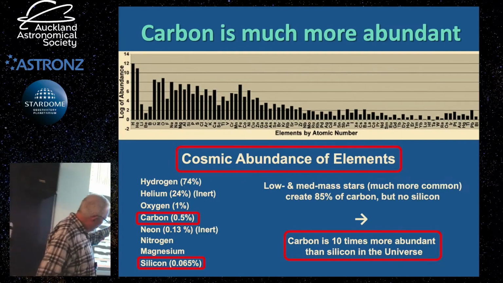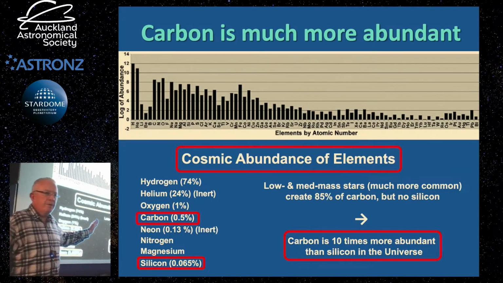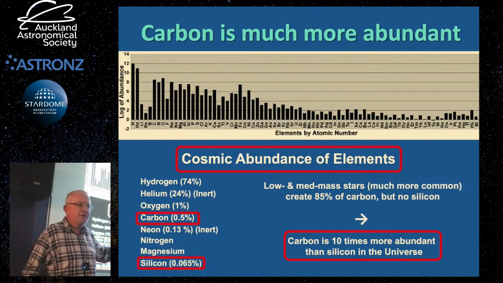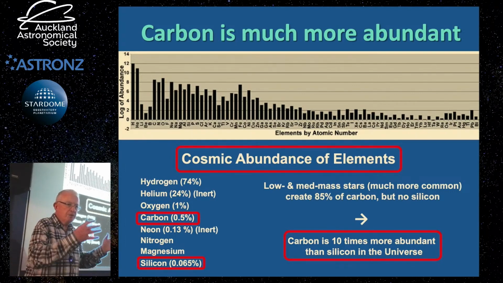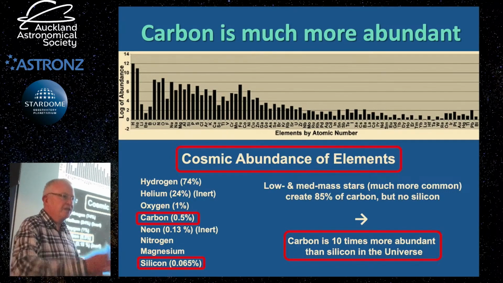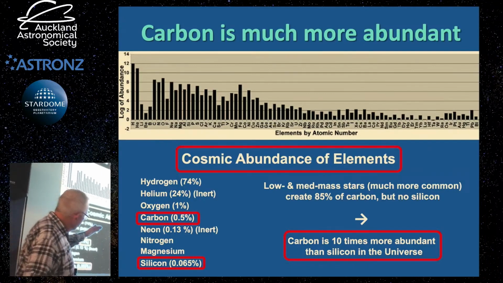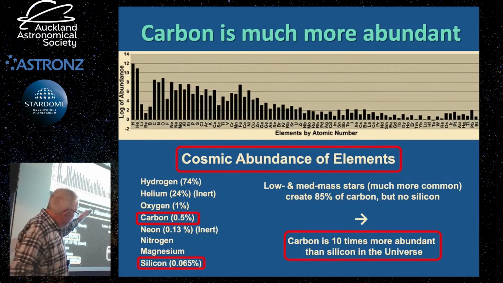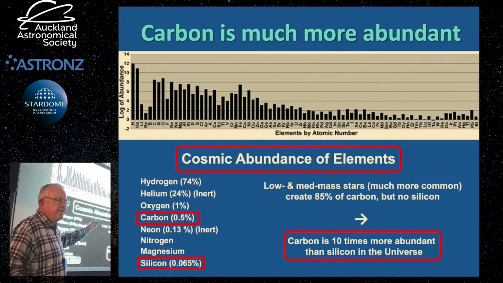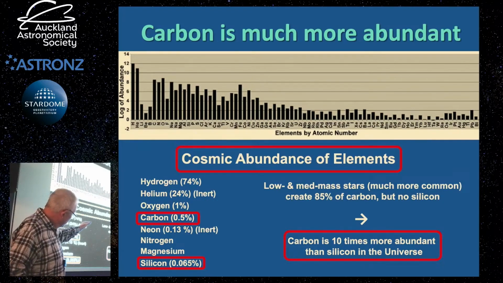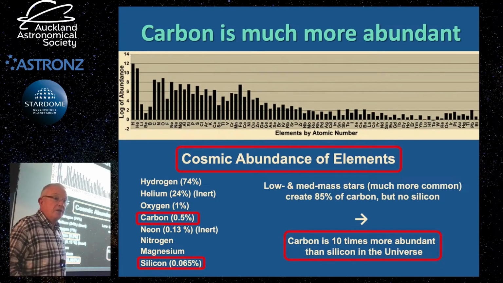The prime reason for that is carbon primarily comes from low to medium mass stars. They get up to a point where they produce carbon and oxygen. That's as far as they go. They don't produce silicon at all. They are much more common. It's something like 85% of all stars in the Milky Way are low to medium mass stars that are capable of producing carbon but not silicon.